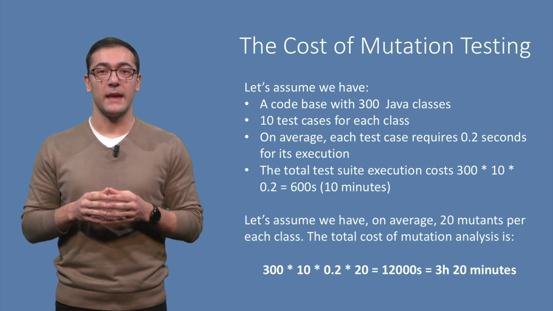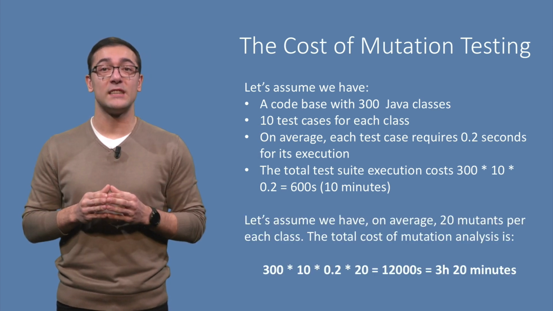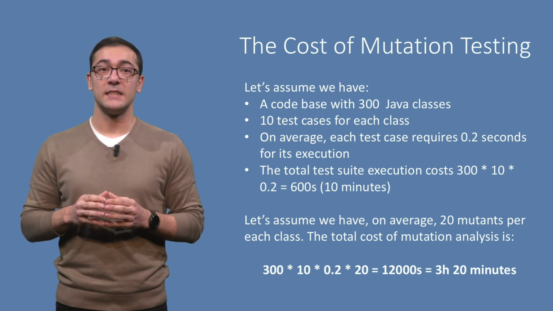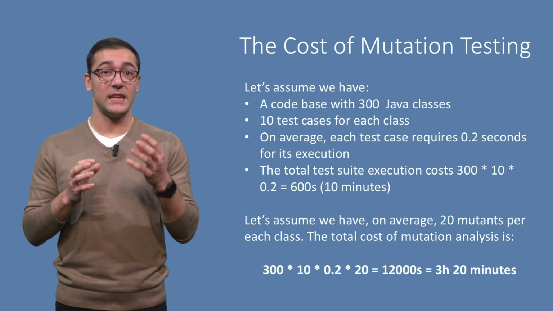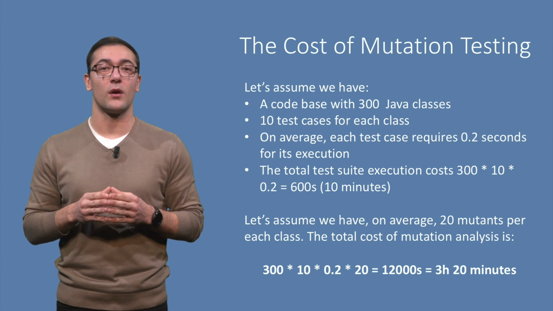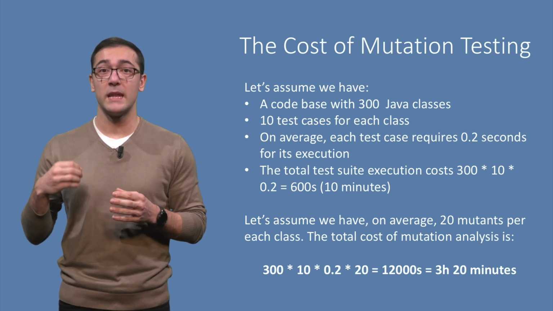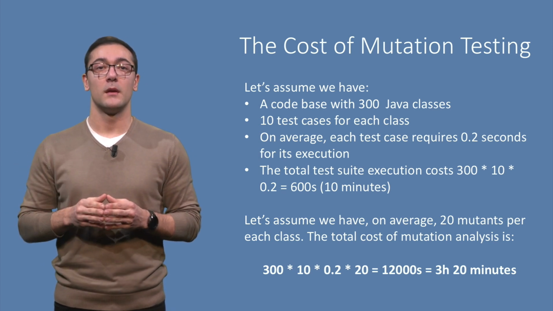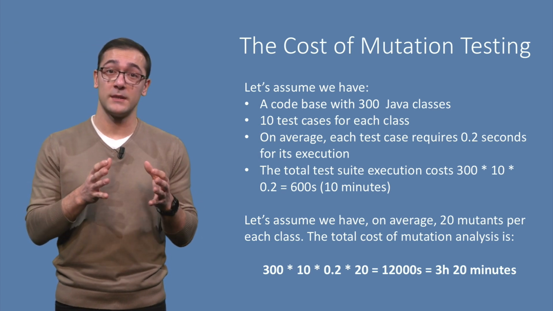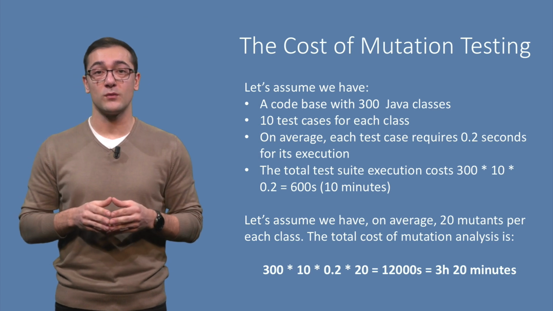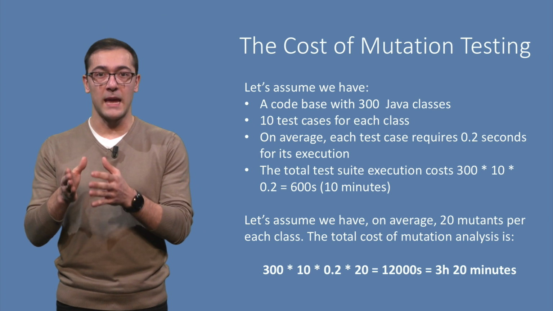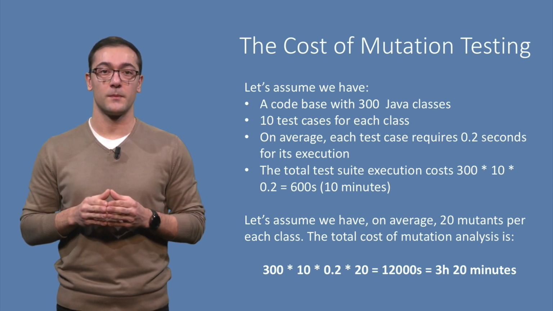Let's suppose that the mutation operators generate 20 mutants per each class on average. Since we need to run the test suite against each mutant separately, the cost of computing the mutation score is proportional to the total number of mutants. In our example, the overall cost is about 3 hours and 20 minutes, compared to 10 minutes needed for traditional testing, meaning the time needed for running the test suite.